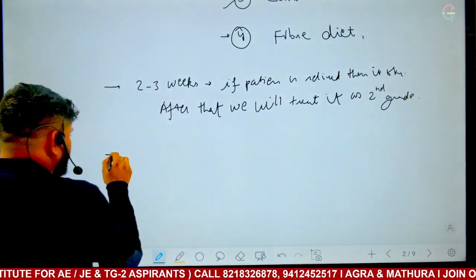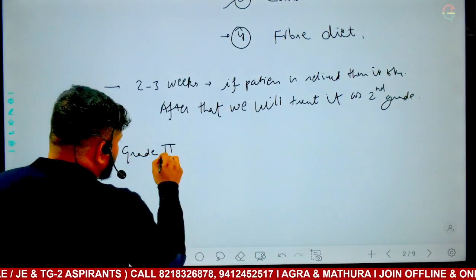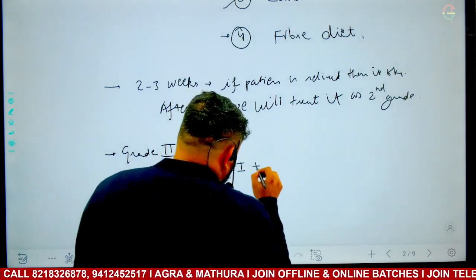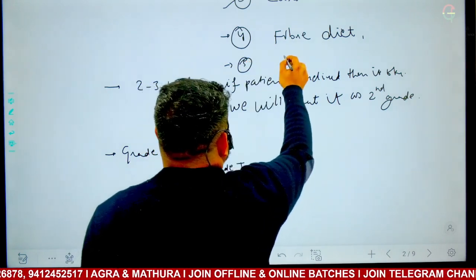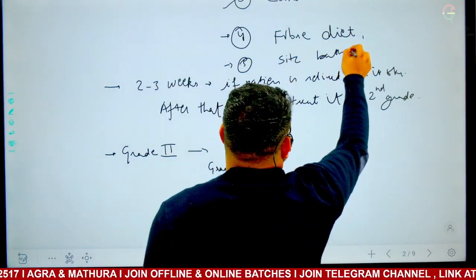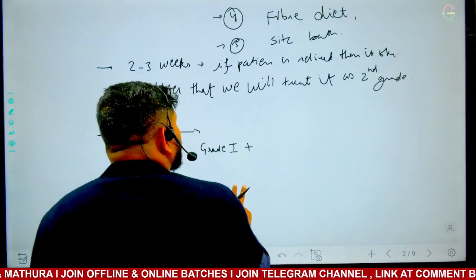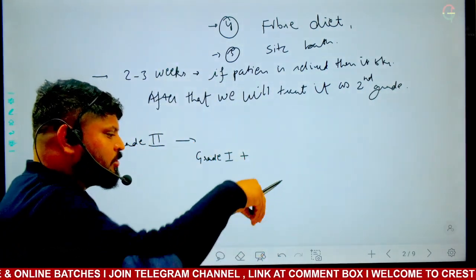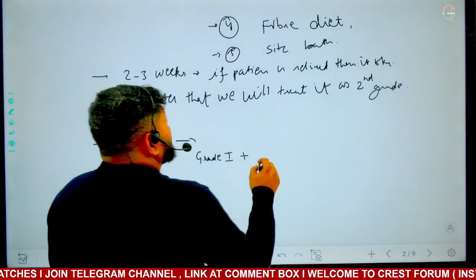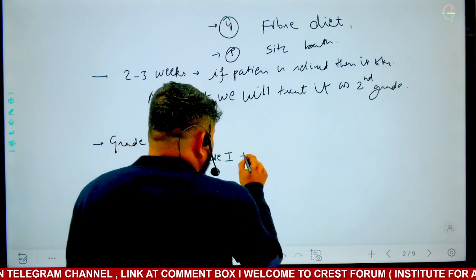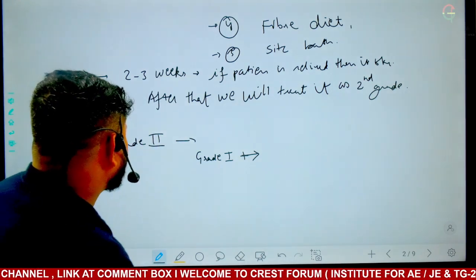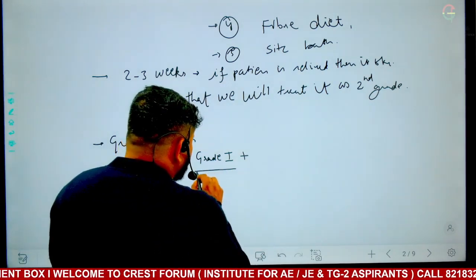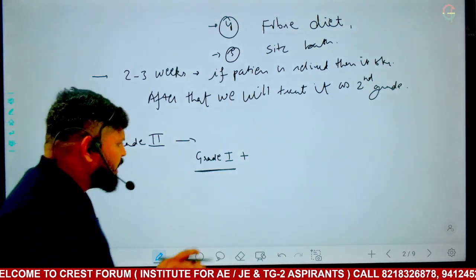In grade 2, whatever management we are following in grade 1, plus we also give the sitz bath. We make the patient sit in a water tub, and allow him to do contraction and relaxation of the anal canal. For the management of grade 2 hemorrhoids, we continue the management as in grade 1.